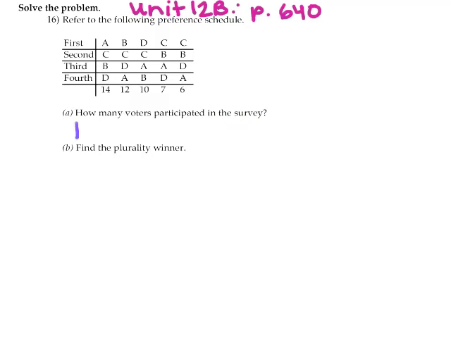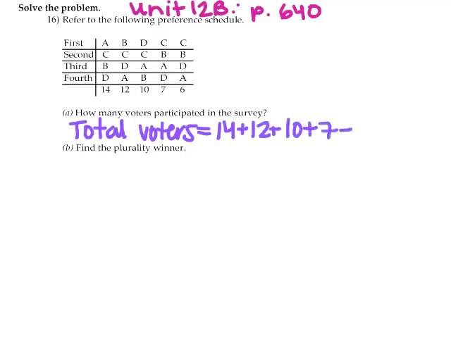To count the total number of voters, you can add the total number for each column. So we have 14 plus 12 plus 10 plus 7 plus 6, which equals 49. So there are 49 total voters.